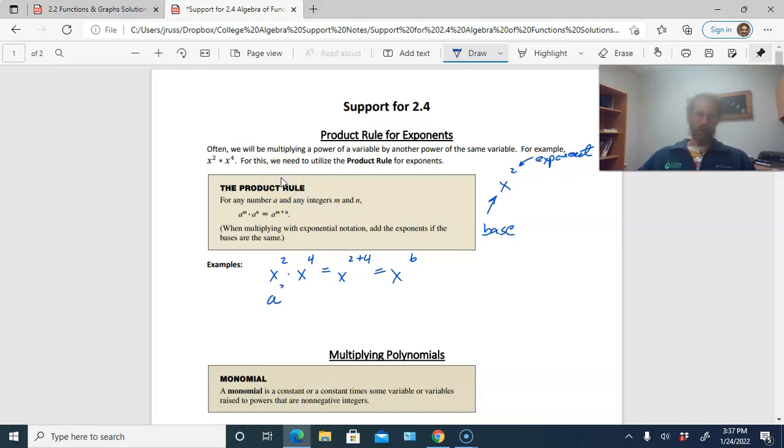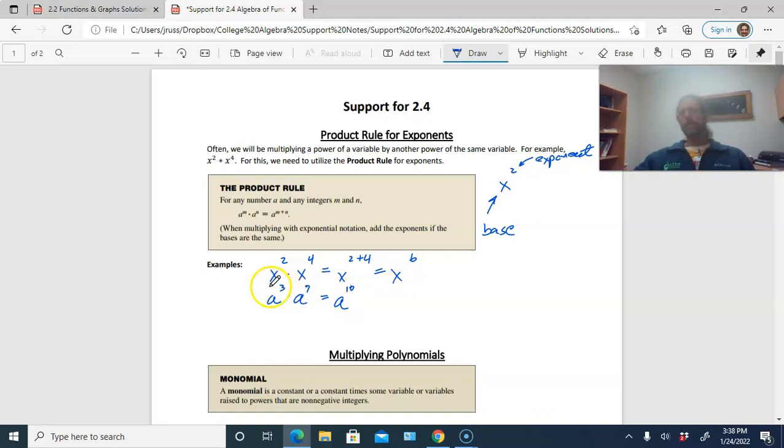What if we had a to the third times a to the seventh? Well, again, these bases are the same. They're both a's, so we can add those exponents. And this will become a to the 10th, because 3 plus 7 is 10.